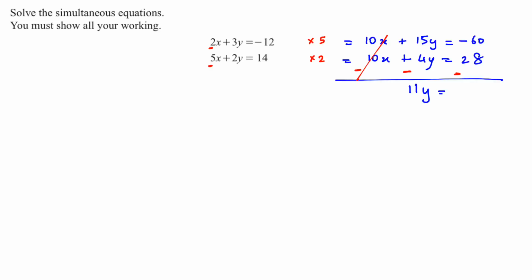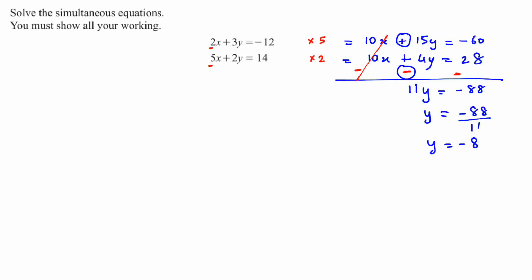Negative 60 subtract negative 28 will give us negative 88. Remember, we use the top sign and the new sign that we have. We do not use the previous sign. Negative 88 divided by 11 will give us negative 8.